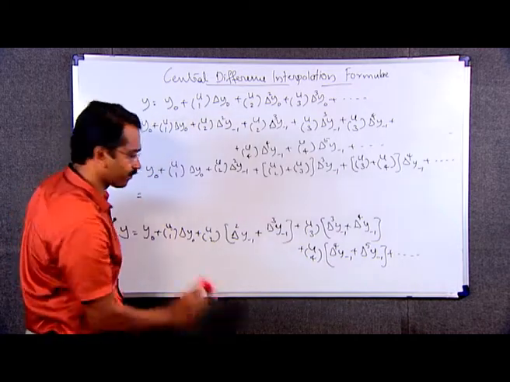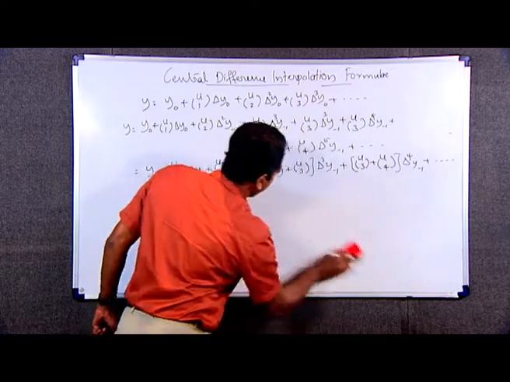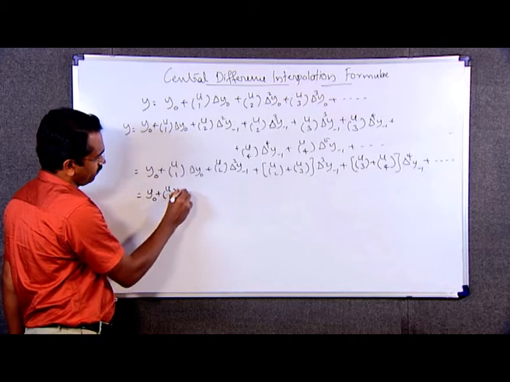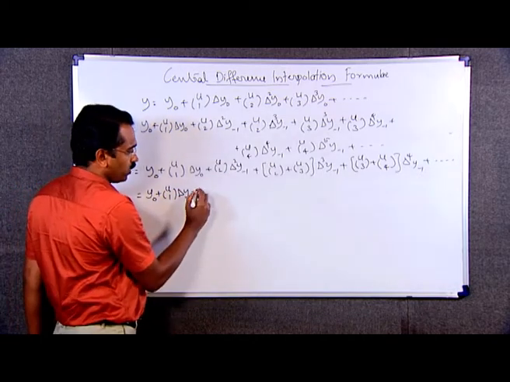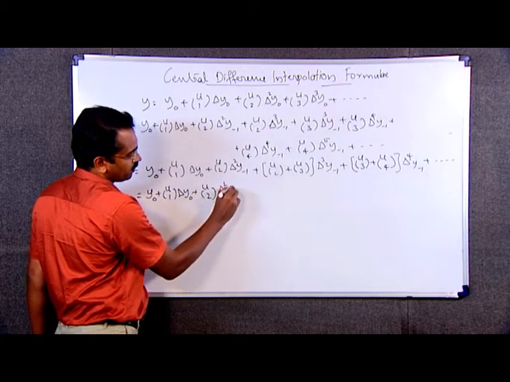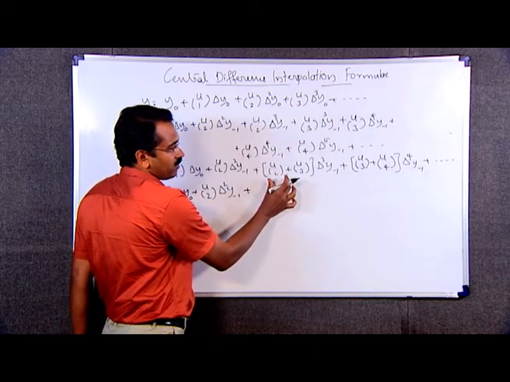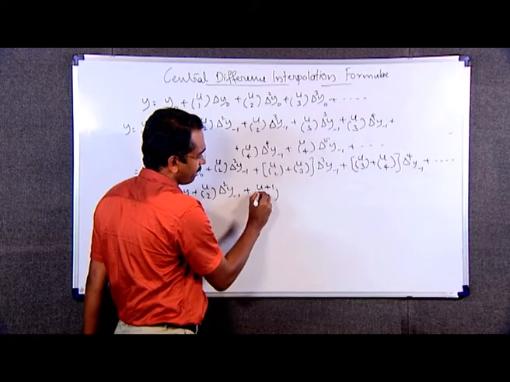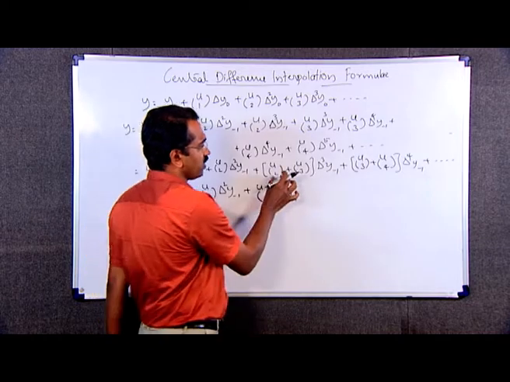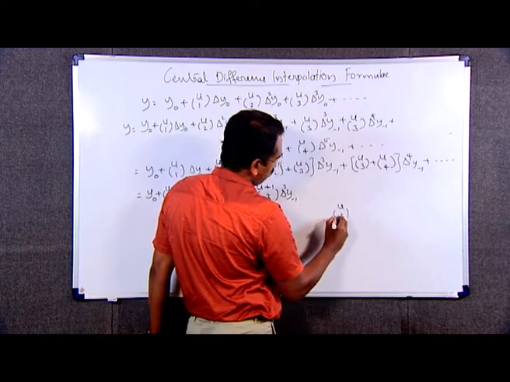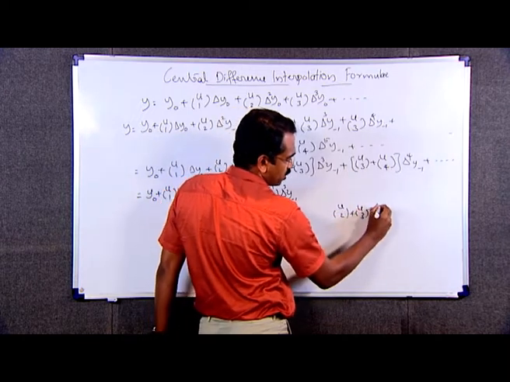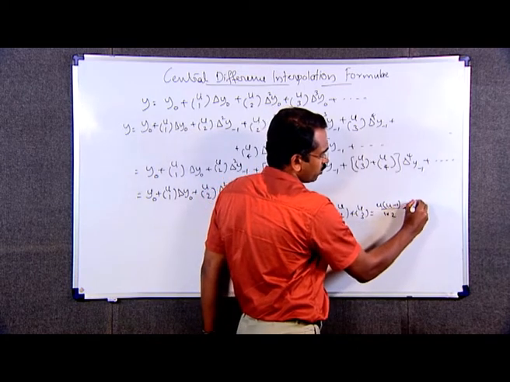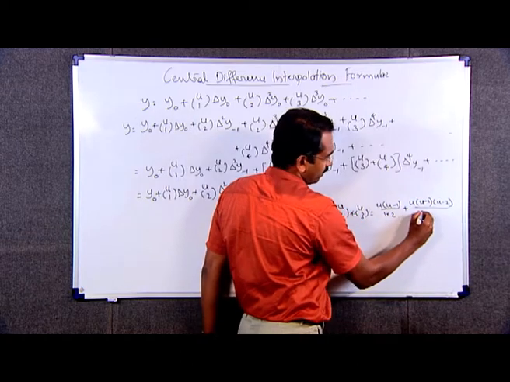which is equal to y naught plus uC1 into delta y naught plus uC2 into delta square y minus 1 plus we can write uC2 plus uC3 as u plus 1 C3 into delta cube y minus 1, because uC2 plus uC3 means uC2 is u into u minus 1 divided by 1 into 2 plus uC3 is u into u minus 1 into u minus 2 divided by 1 into 2 into 3.